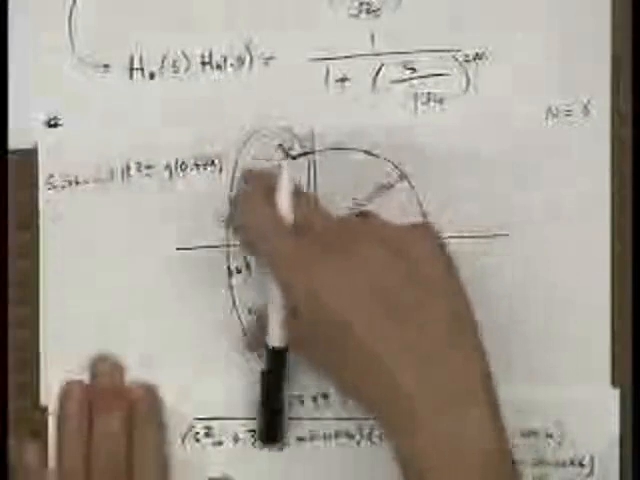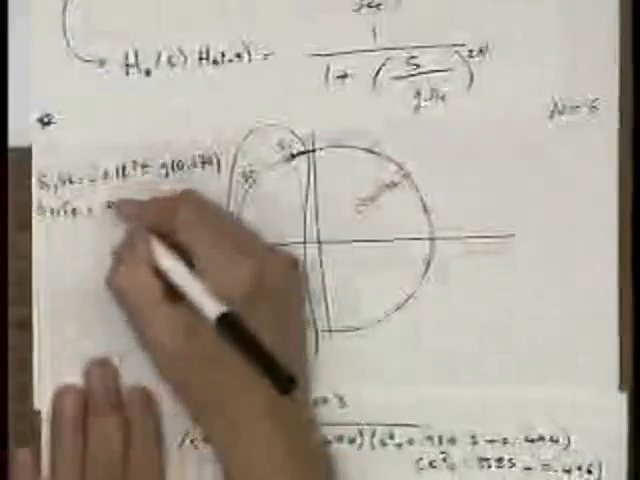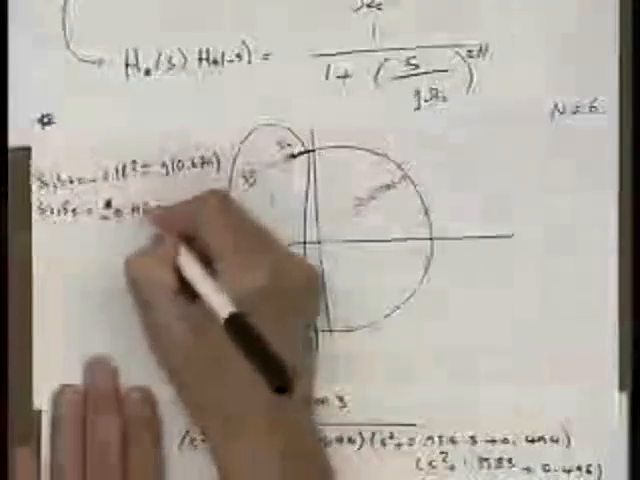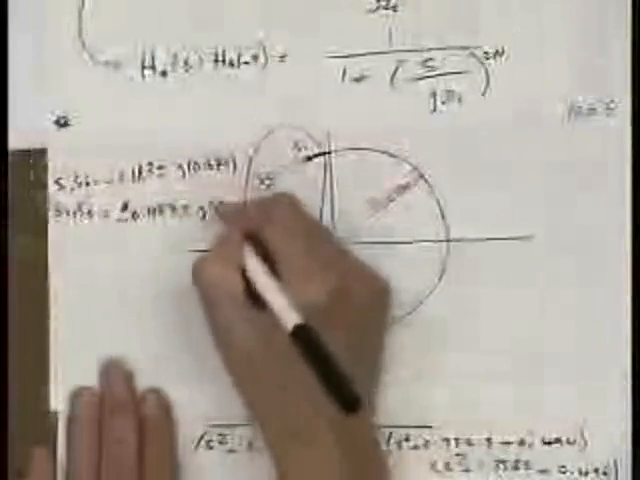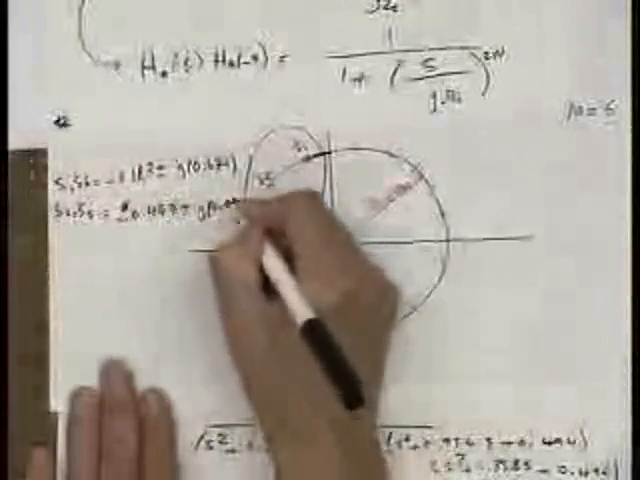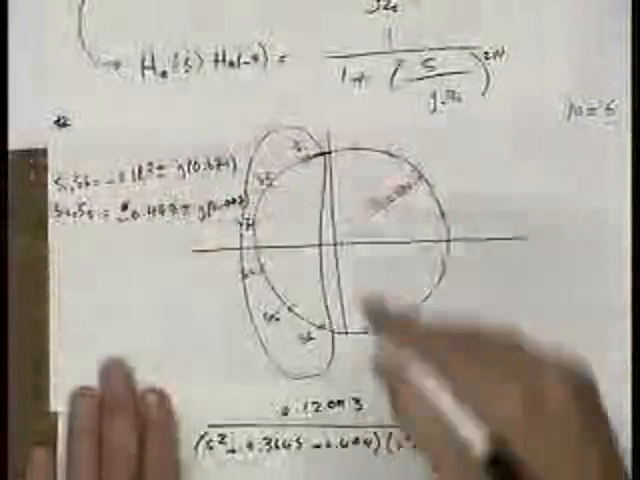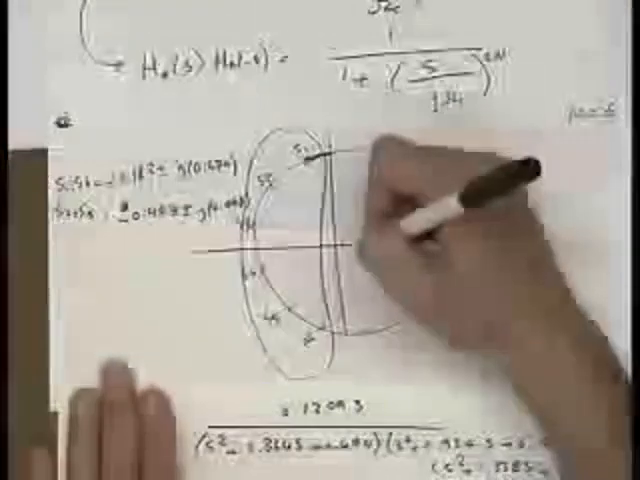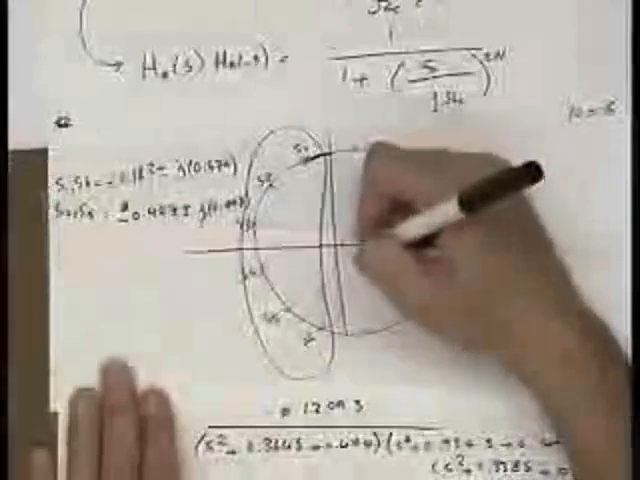S1 and S6 are given by minus 0.182 plus or minus j 0.679. And then S5 and S2 are given by minus 0.497 plus or minus j 0.497. And does that make sense? Yeah, because they're smack at 45-degree angle, right?